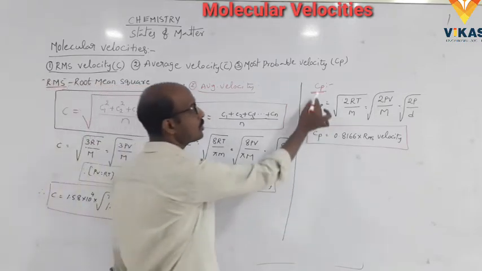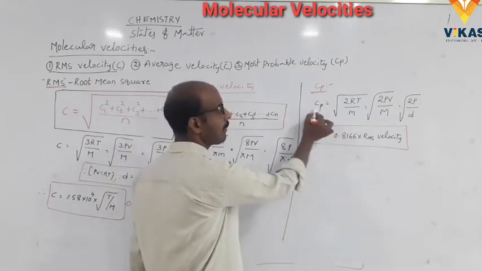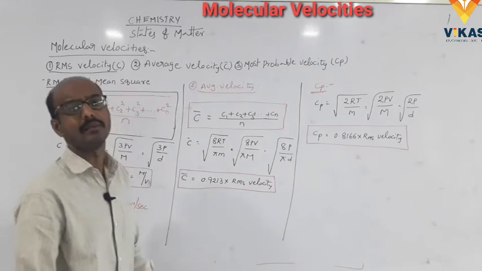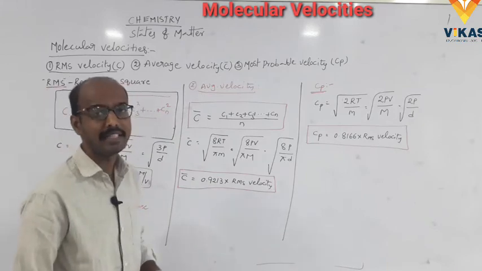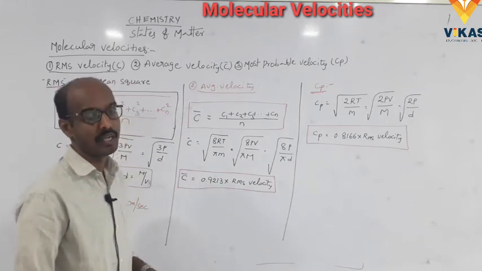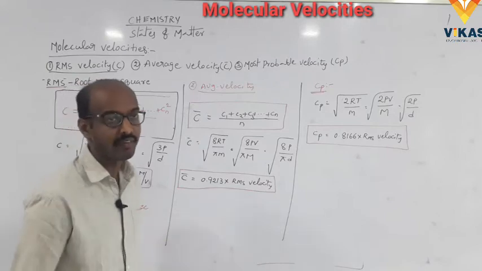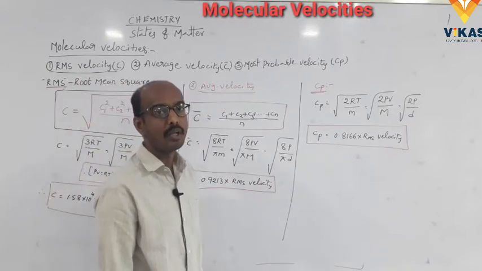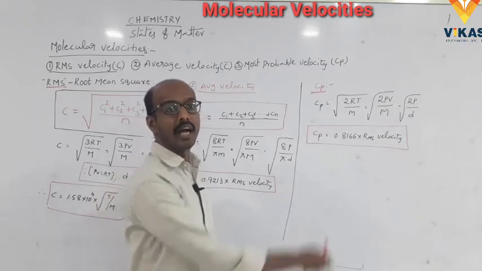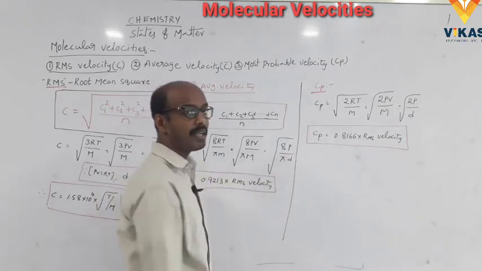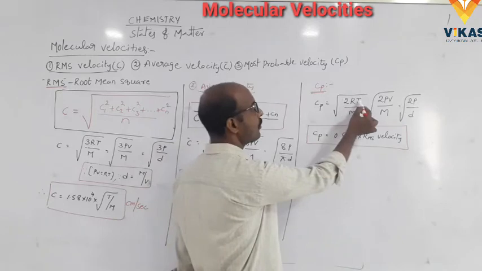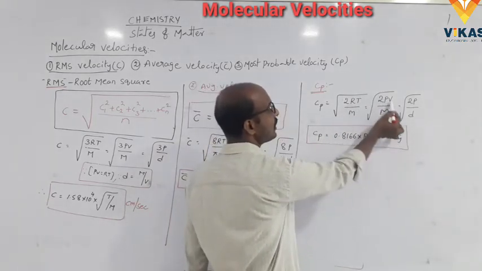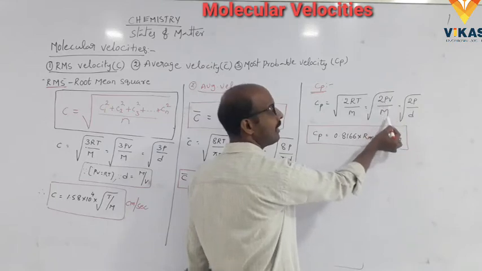And next one, most probable velocity, represented by Cp. So what is the most probable velocity? The velocity possessed by the maximum number of molecules. That is, the velocity possessed by the maximum number of molecules of the gas under the given conditions. We get Cp is equal to the square root of 2RT by m, and it is equal to the square root of 2PV by m. Here PV is equal to RT.